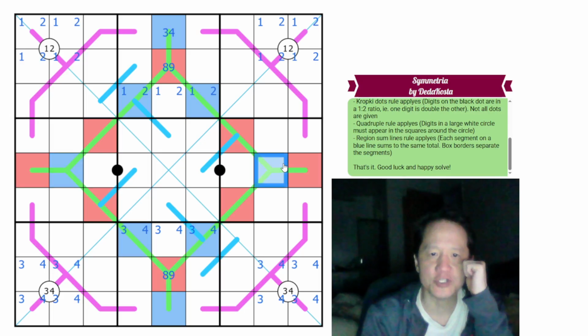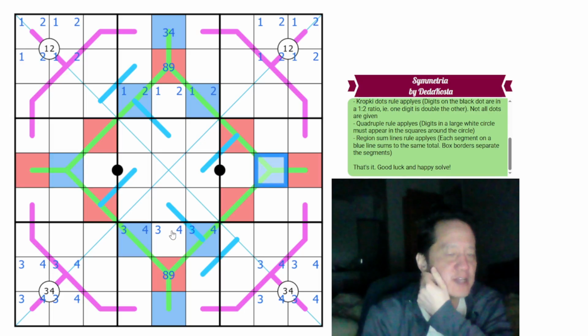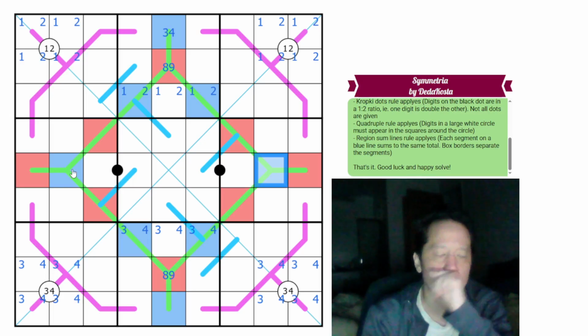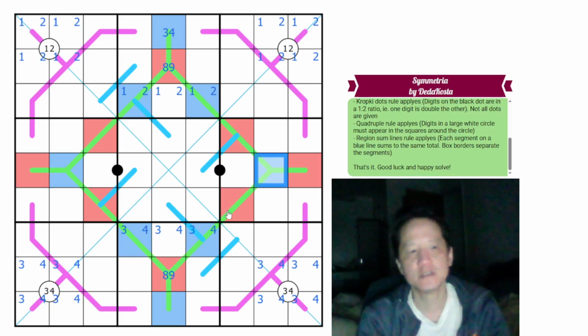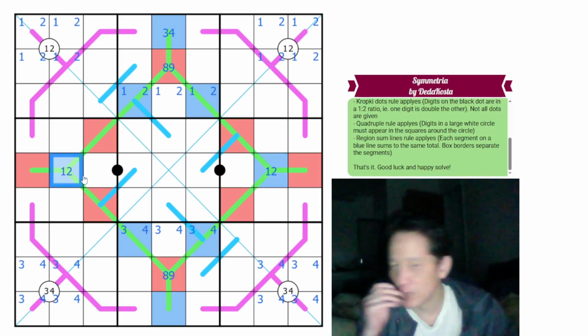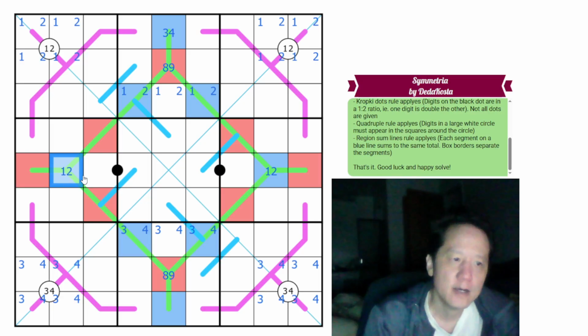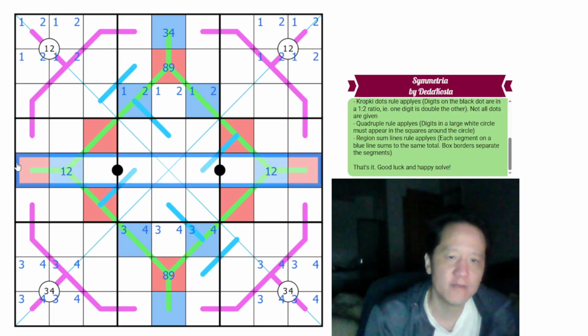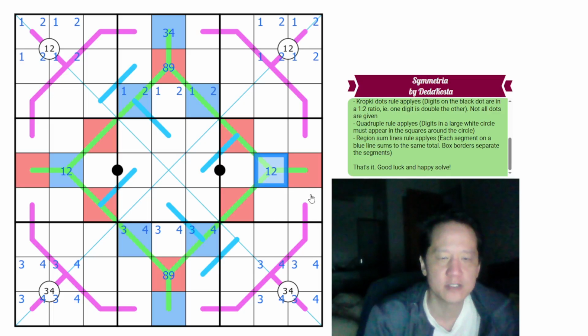Similarly, for the low digits, what are the low digits that can be next to 3 unique digits? They're only 1 and 2, right? 2 can be next to 7, 8, or 9. 1 can be next to 6 through 9, but 3 and 4 are not allowed. So we have a 1, 2, 1, 2 pair now in row 5, which eliminates 1 and 2 in the rest of the row.